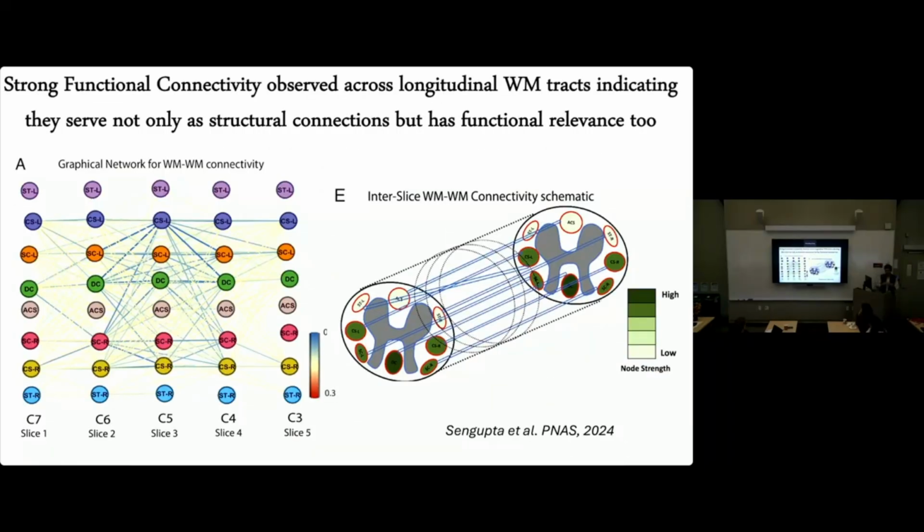Interestingly, when we did the connectivity analysis, we found that the connectivity is very highly located along the longitudinal direction, along the tracts, implying that the white matter tracts have a lot of connectivity going on between the different segments, which actually highlights that they serve not only as structural connections, but may have functional relevance too. And motivated by this, we thought of moving towards task-based studies to see how that works in task experiments.